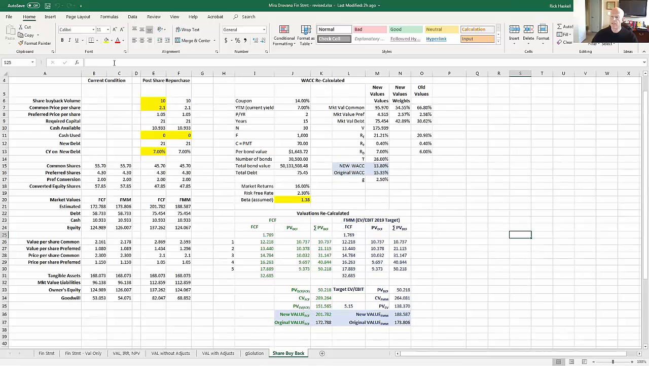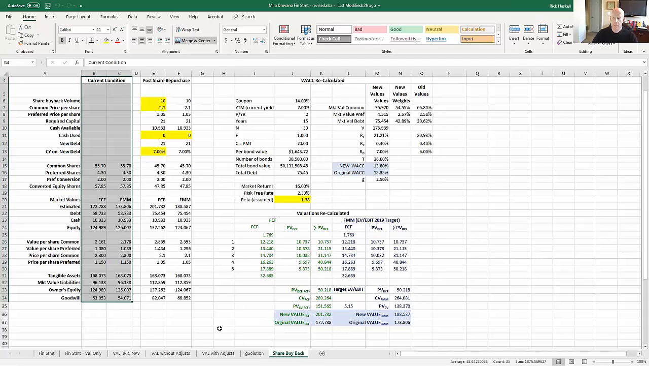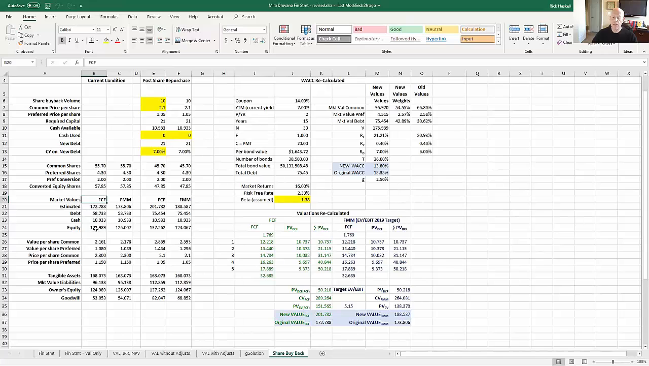So as I'm looking at this, I've given us a couple of columns here where I'm looking at the current condition. And there's two columns because in one column, I'm using a value estimate using the free cash flow model.